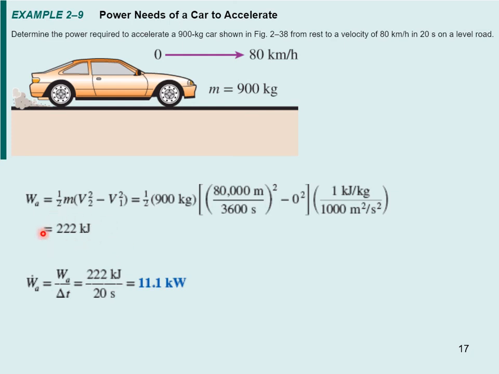But once you found the work, you can divide by the time because it says it takes 20 seconds. So we get 222 kilojoules divided by 20 seconds, 11.1 kilowatts.